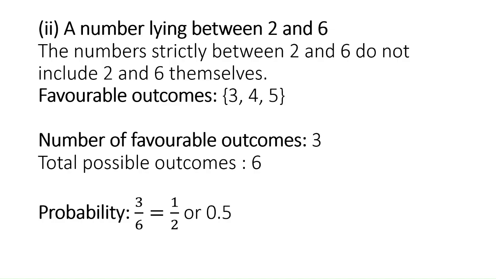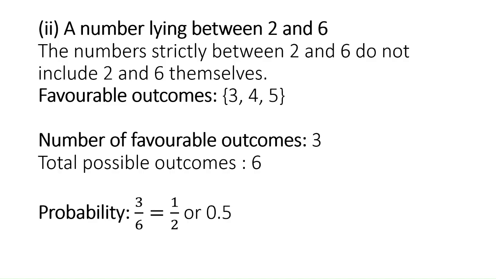Next, second bit, we have to check the probability of a number lying between 2 and 6. So the numbers strictly between 2 and 6 do not include 2 and 6 themselves. This point should be clear. So when we are finding out the probability of getting a number between 2 and 6, we should not take into consideration 2 and 6. Yes or no? We should find out the numbers in between them. So how many numbers will be there? Definitely 3, 4, 5 will be there. One will be excluded because we need to find out the numbers which are between 2 and 6.